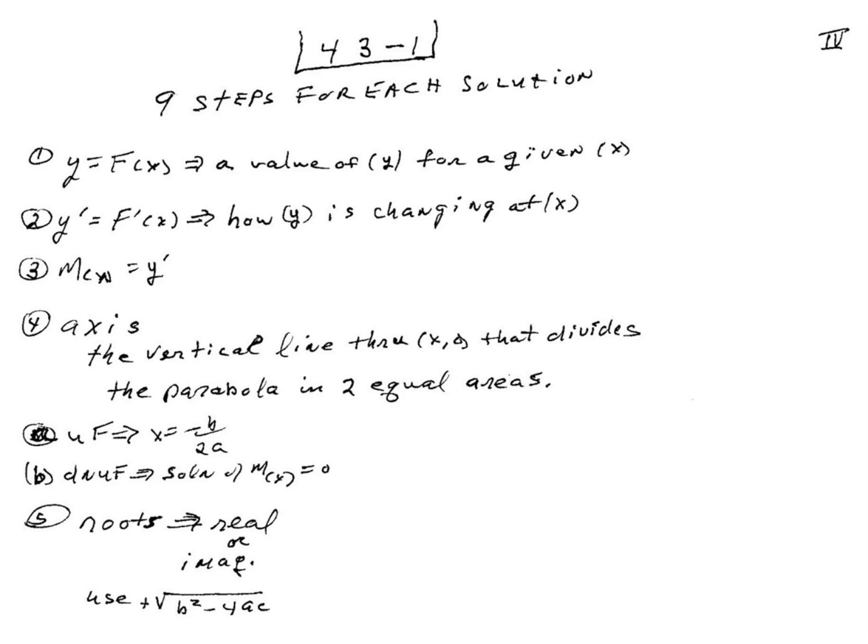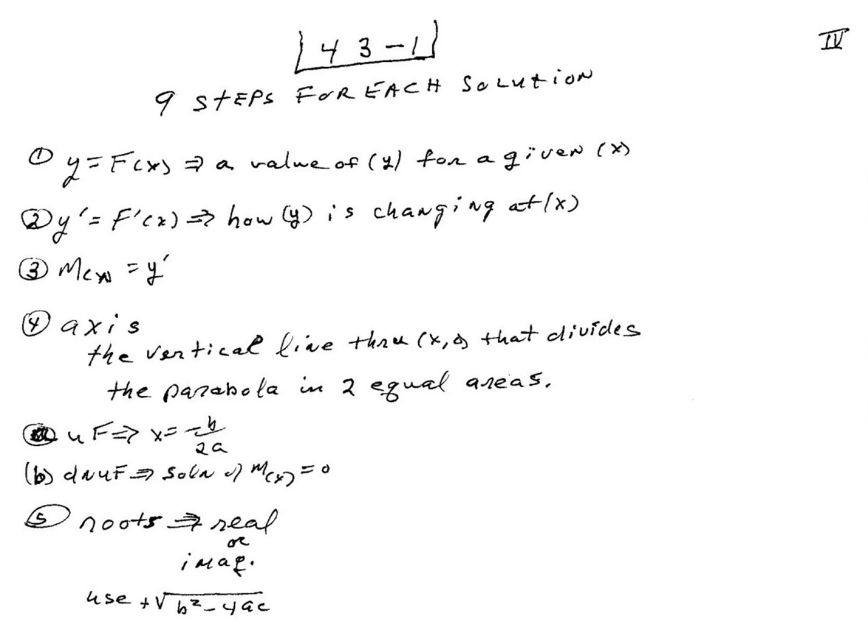This is your item 4. There are 9 steps for each solution. This is an illustration of what the 9 steps are. Step 1 is the value of y for any x. Step 2 is the change in the y value for any x, which is called f prime of x. And m sub x is equal to f prime of x, which is y prime.